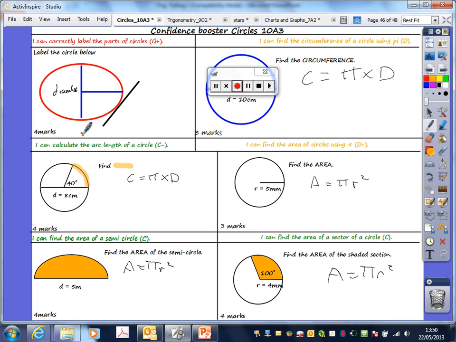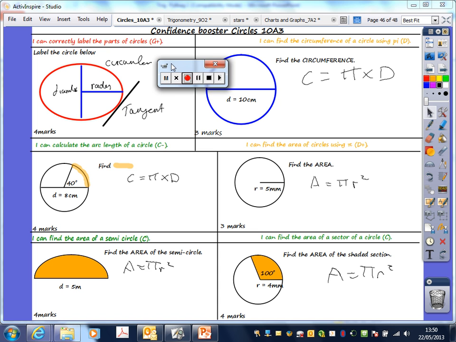Okay. Who wants to call what this one is called? Poppy. Radius. Thank you. And what about the edge of the circle all the way around? Circumference. Jordan, thank you. And who got this bit? Tangent. Well done. So that's that first one. To get all 4 marks, you need all 4 things.